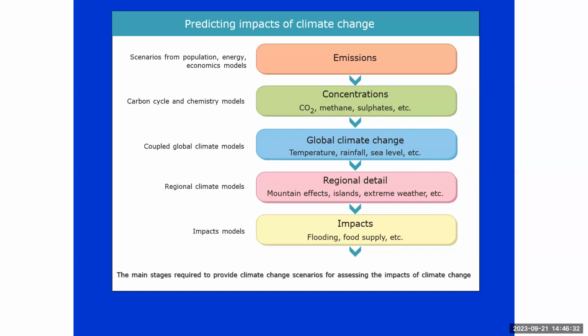Coupled global climate models, when we say global climate change, cover temperature, rainfall, sea level, etc. Then regional climate models give the regional detail, mountain effects, islands, extreme weather, etc. Slightly coming around to the local scale, then impacts models cover flooding, food supply, etc. So basically, these are the main stages that may be required for providing climate change scenarios for assessing the impacts of climate change. So that's how this modeling works.